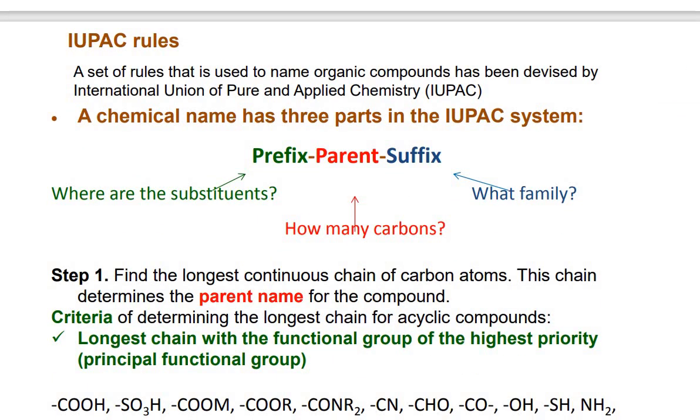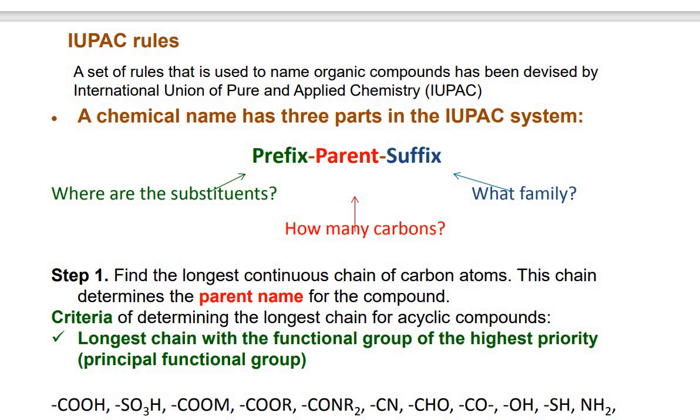IUPAC rules. A set of rules that is used to name organic compounds has been devised by the International Union of Pure and Applied Chemistry. A chemical name has three parts in the IUPAC system: prefix, parent, and suffix. What is the prefix? Where are the substituents? Parent, how many carbons? And suffix, what family? So step 1, find the longest continuous chain of carbon atoms, and this chain determines the parent name for the compound.